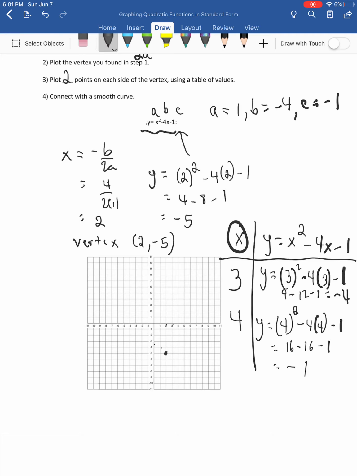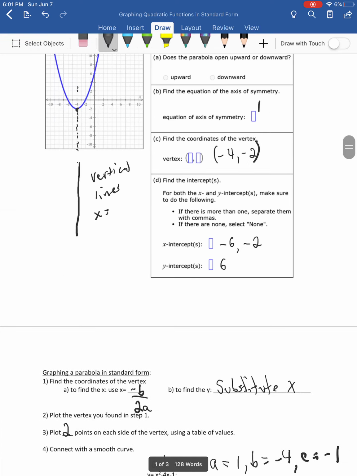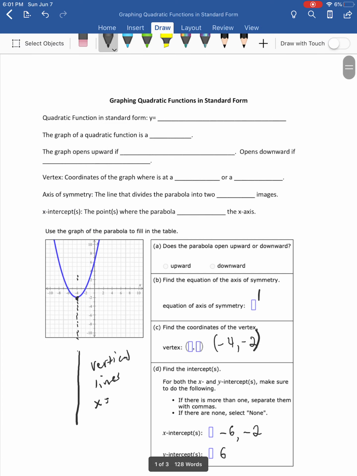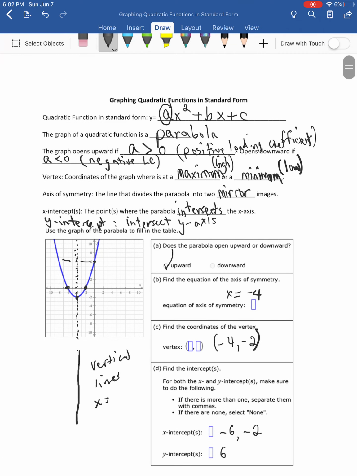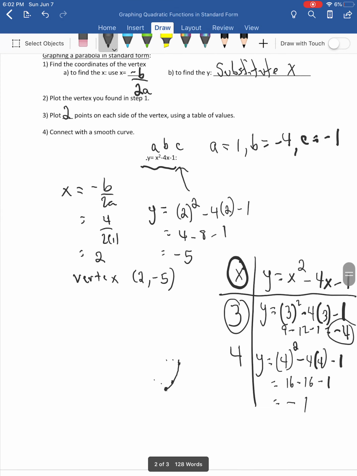So we have the point 3 comma negative 4. Let's plot that. That's over here. And then 4 comma negative 1. That's over here. So this is the right side of my parabola. We know the other side is going to be the mirror image of the right side, because this vertex creates that symmetry.